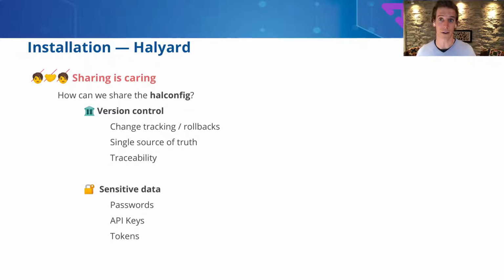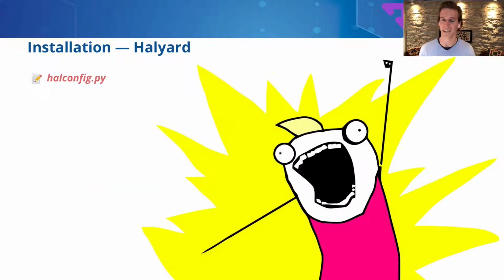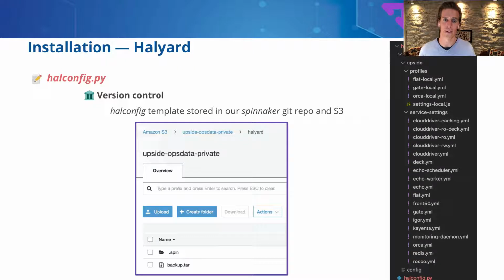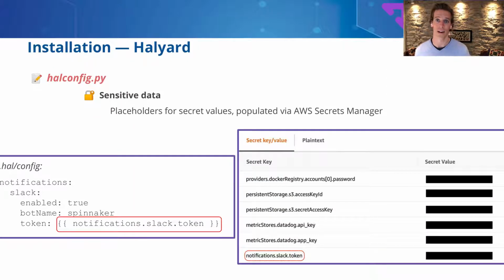Being the SREs that we are, of course, we developed a Python script to automate the backup of and restoration of this hal config. We solve the version control piece of it by storing the hal config in a Git repo that also stores all of our pipelines and pipeline templates. We also ensure that no sensitive data is being shared by instead including placeholders for these secret values that's later filled in with AWS Secrets Manager.